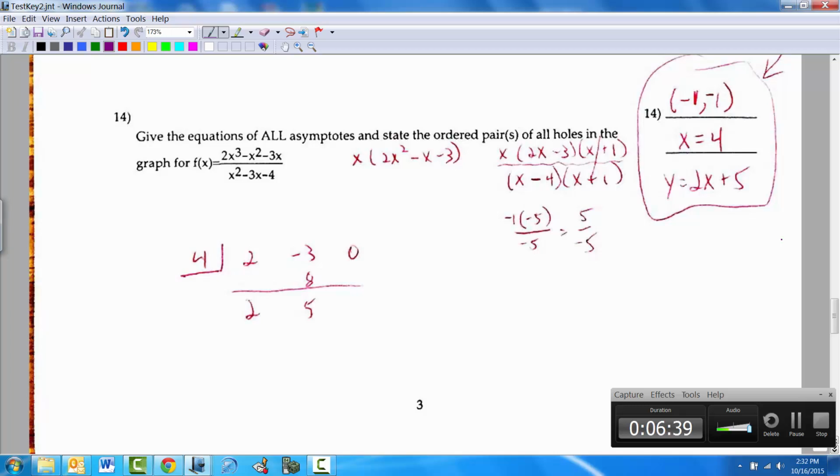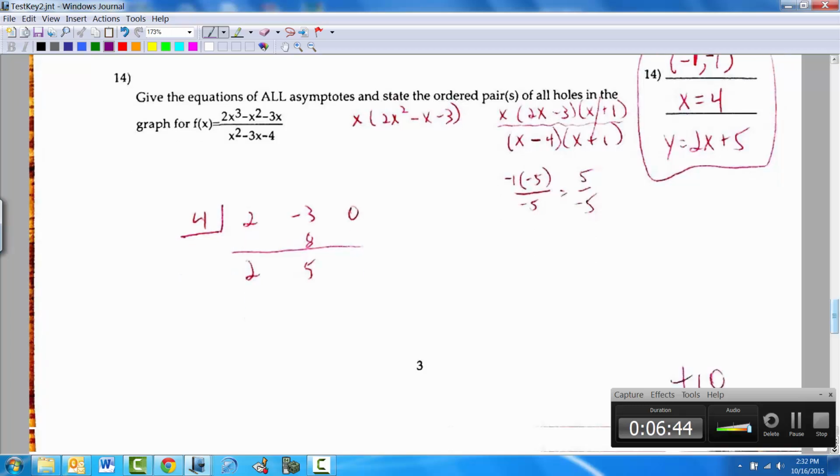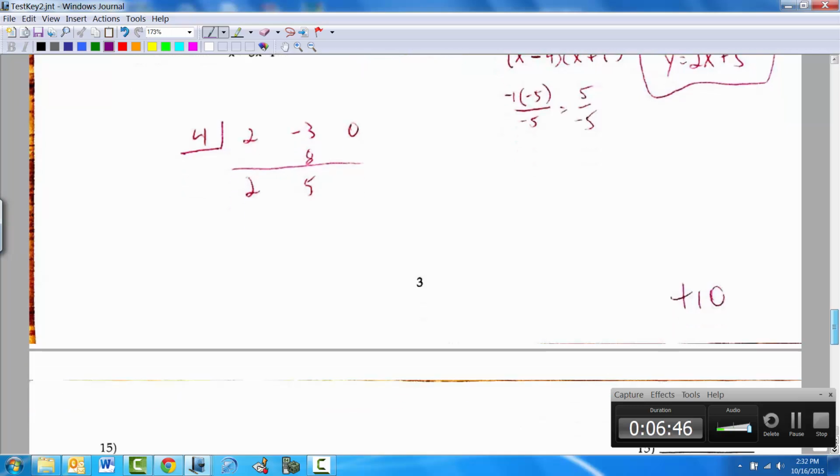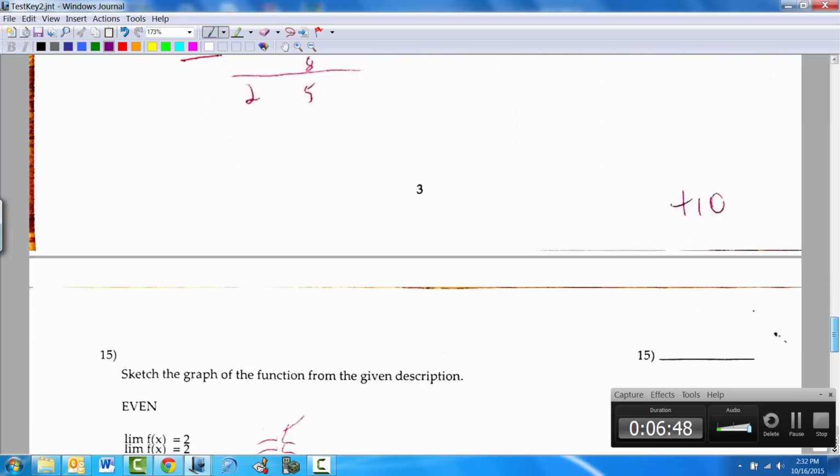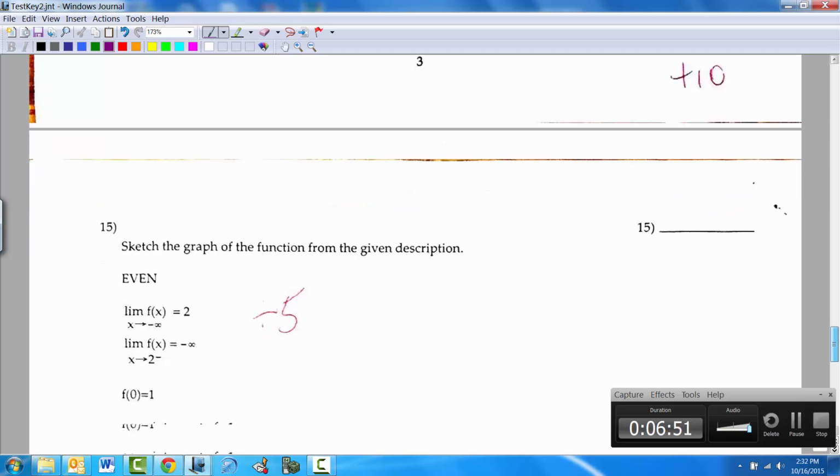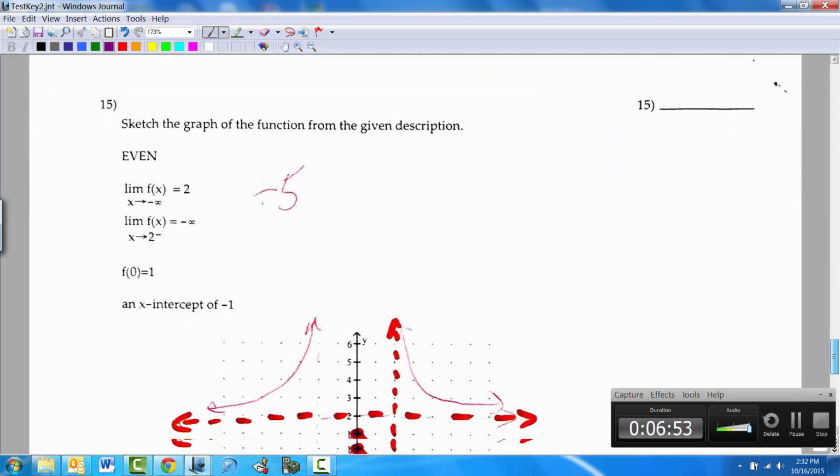And then how do you find an oblique asymptote? You physically divide, or if you have the option, synthetic divide.